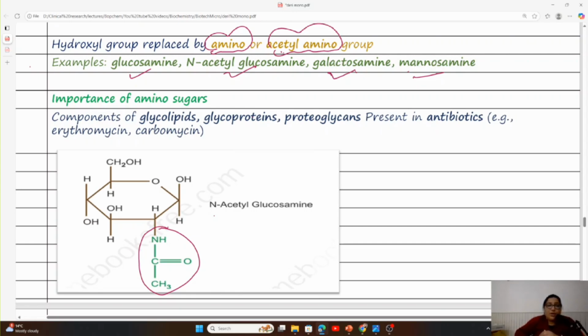Now, why are these amino sugars important? They are important components of glycolipids, glycoproteins, and antibiotics such as erythromycin and carbomycin, and hence they are very important.